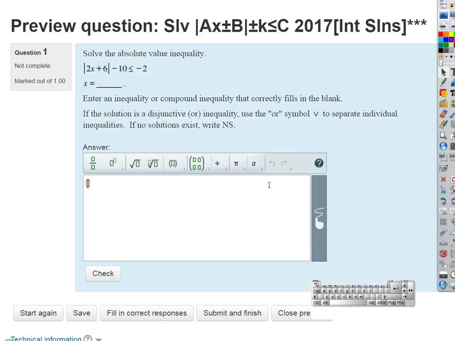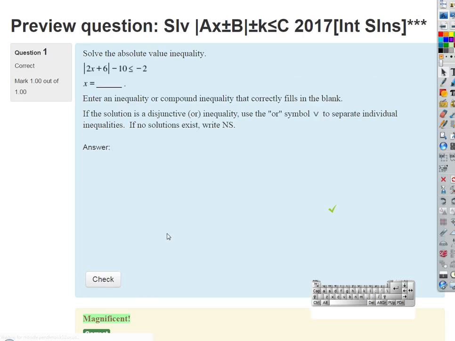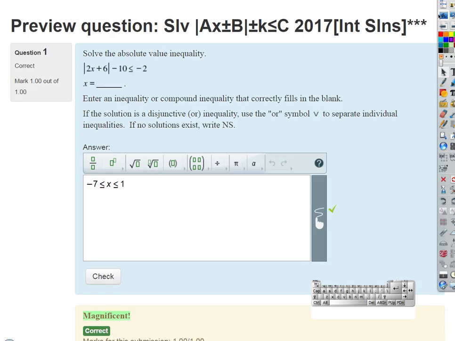Okay, so on here, I would just go negative 7, x, and 1, we said? Yes. Okay, got it. All right, let's do one of the other type.